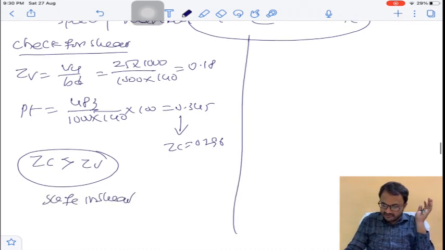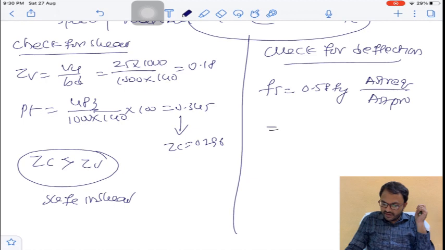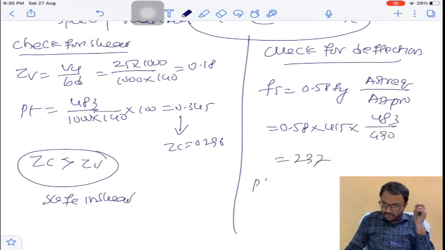Now I am calculating the check for deflection. So for check for deflection, Fs is equal to 0.58 Fy AST required divided by AST provided. So 0.58 Fy, Fy is 415, AST required is 483. We have provided the next round figure 490. You will get 237. Corresponding to PT 0.345 and Fs 237, we can calculate the modification factor as 1.55.